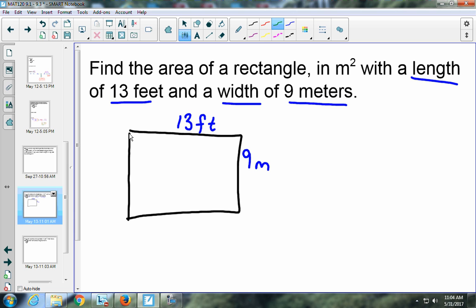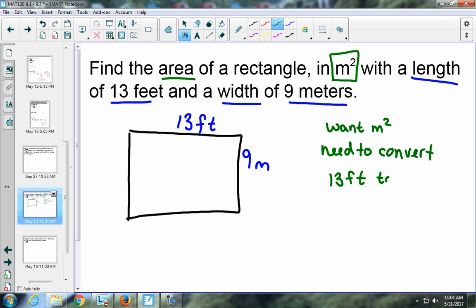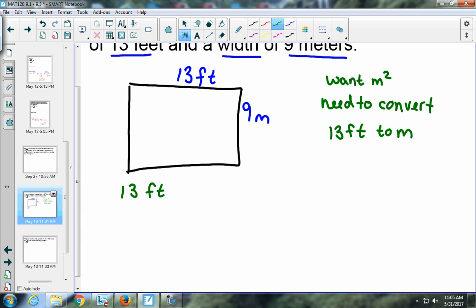If we look back for what they're asking us to find, they want the area in meters squared. So because we want our final answer to be in meters squared, we need to convert our 13 feet to meters before we can do any other calculations. So I'll take my 13 feet, put it over 1. I'm going to use my unit analysis or dimensional analysis. I know I want my feet to cancel out, so I put feet in the denominator. I know I want to get to meters, so I'll put my meters up top. And just like before, I want my 1 for the feet to go in the bottom. That conversion is that 1 foot is 0.30 meters. If we multiply that out, we have 3.9 meters.